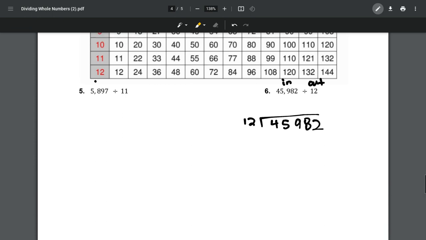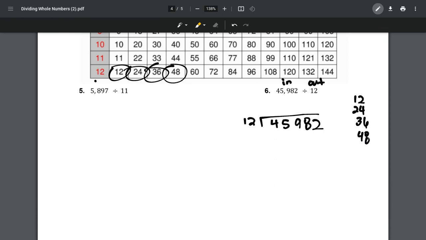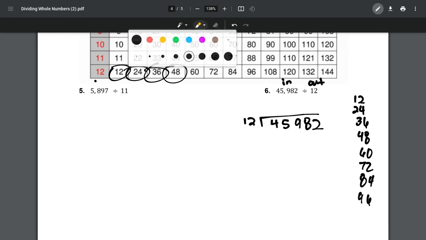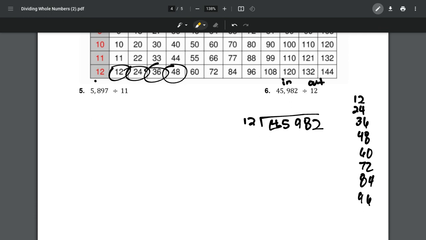45,982. And I'm going to go to my 12s and just list some of these on the side, okay? 12, 24, 36, 48, 60, 72, 84, 96, and so on. And I'll start off with 12 into 4. Always the very first number. So if you only have 4, can you make a group of 12? The answer is no. Put a 0.